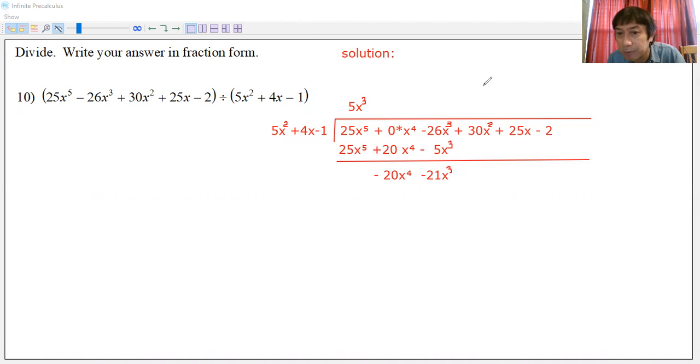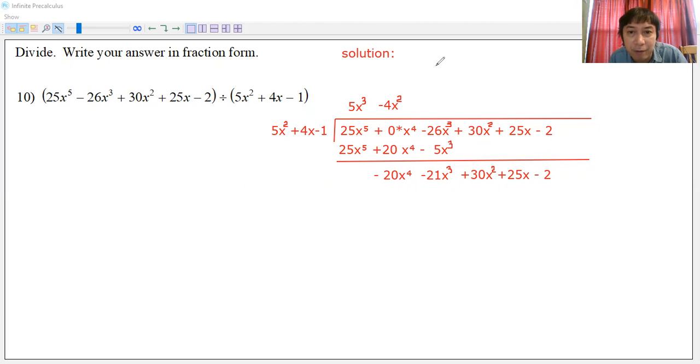Now the rest of the terms of the dividend we'll just rewrite over here. So we'll have plus 30x squared plus 25x minus 2, and the 30x will be squared. Then we're back to division. This is negative 20x to the fourth, and that divisor is squared. So we can go on and continue. That will be a negative 4. The negative 20 and 5 is a negative 4, and then x to the fourth divided by x squared is x squared. So this will be squared over here. And now back to multiply.